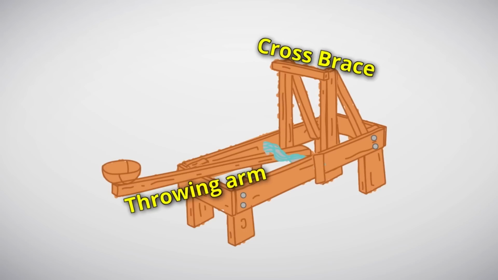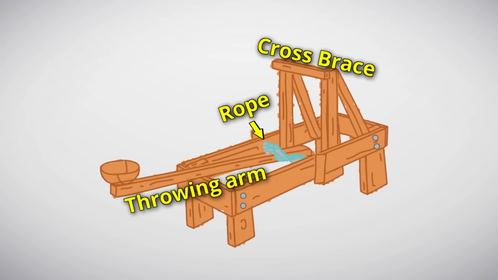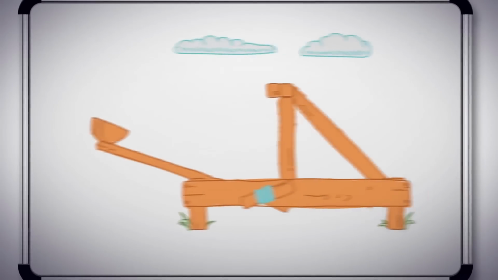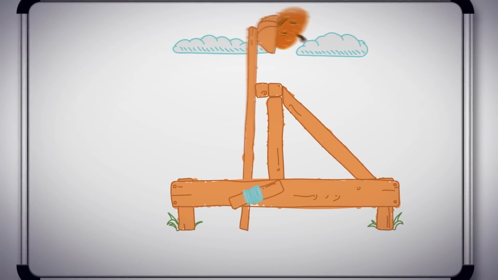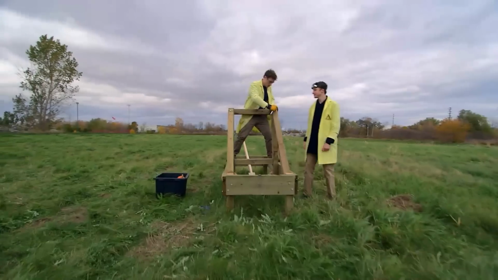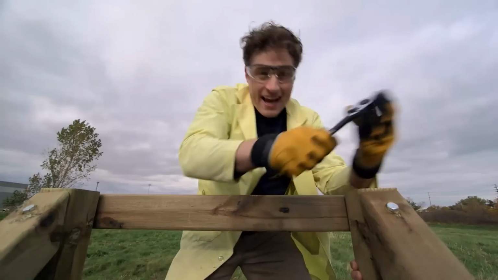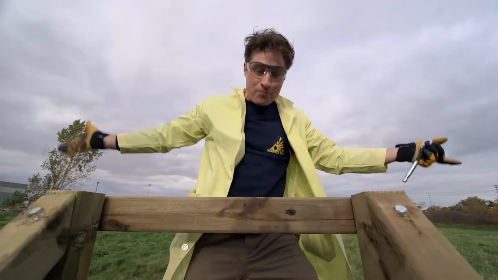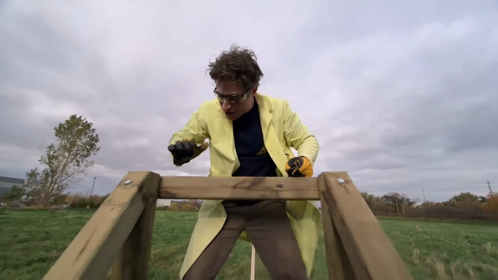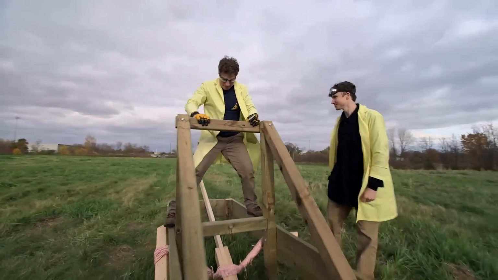Instead of elastics, we're going to be using rope for our catapult because rope has just the right amount of elasticity. But unlike medieval times, we're going to be catapulting pumpkins. Once Zach and I got it all put together, it looked like this. Okay, we have built a catapult. Check it out. It's pretty solid, and I think it's pretty amazing.